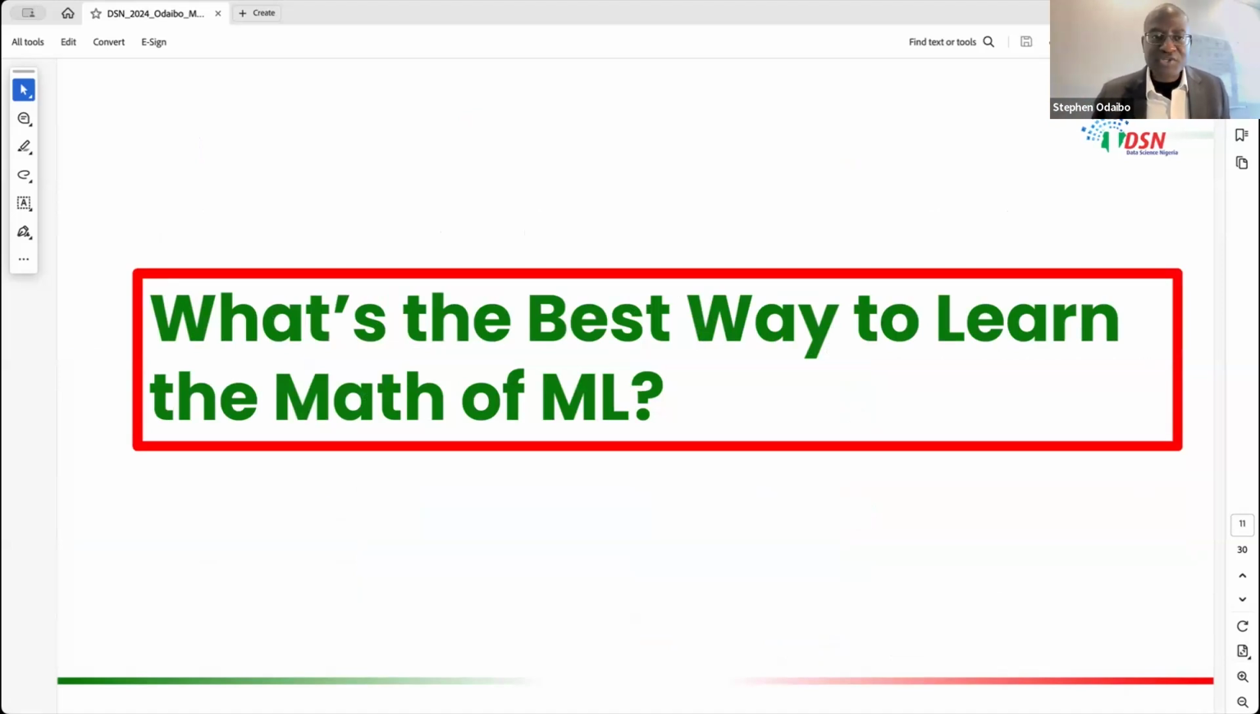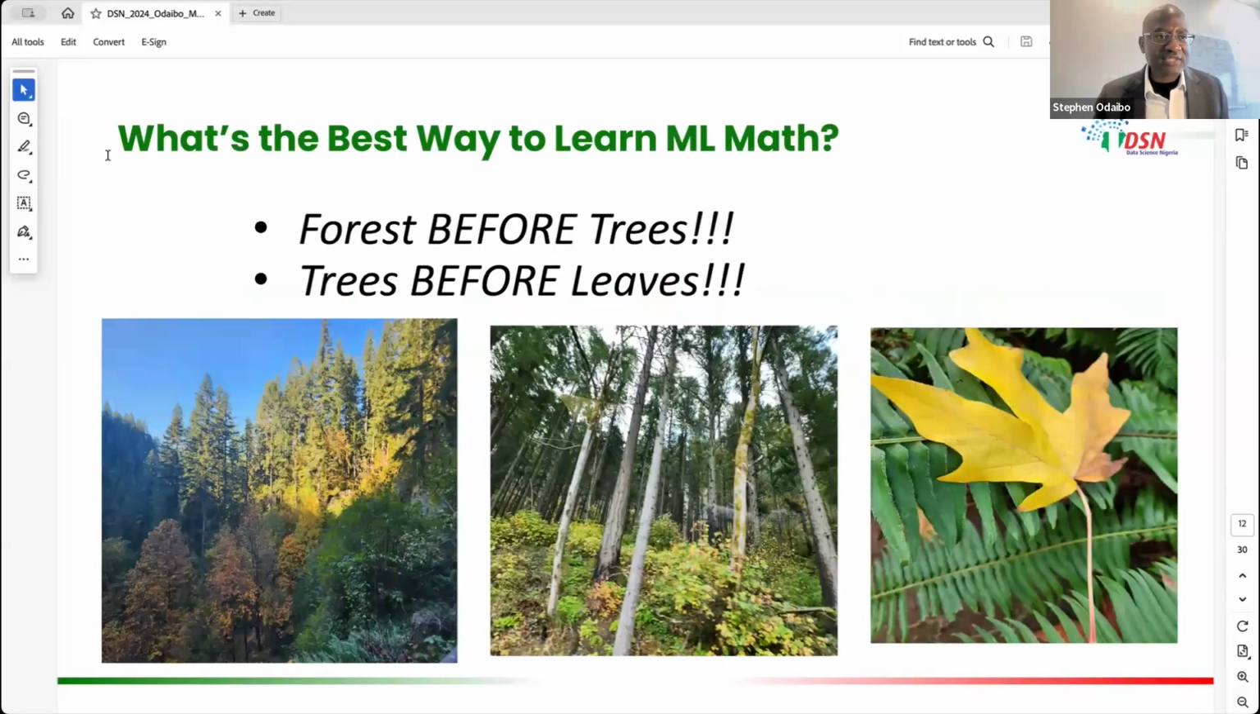Now that I've convinced you about the importance of math and why you ought to be learning it as an ML person, the next question you have for me, I'm sure, is what's the best way to do that? Okay. And I have a number of answers on that. One that's very important, and this is something that I've applied myself in my own life from the time that I've been learning math, and I want to share this secret with you guys, is that you have to do the forest before the trees, and then the trees before the leaves.